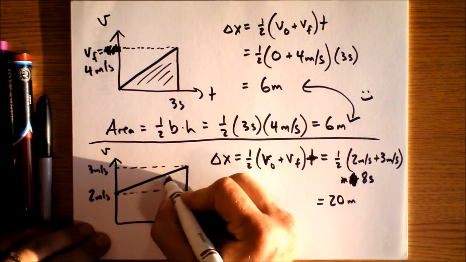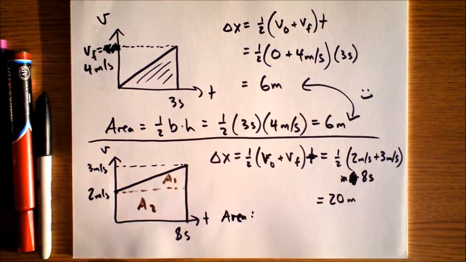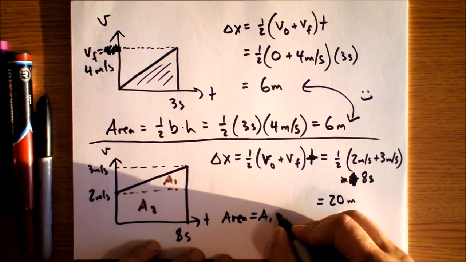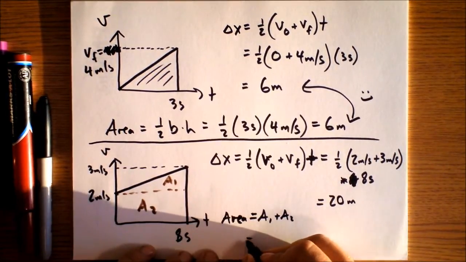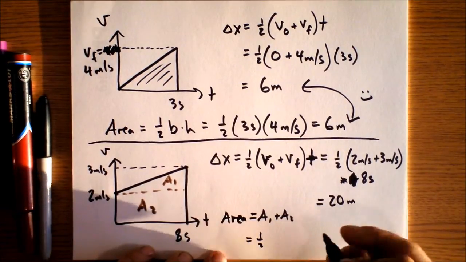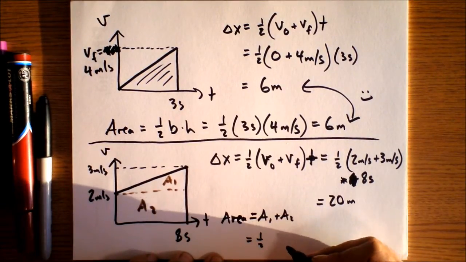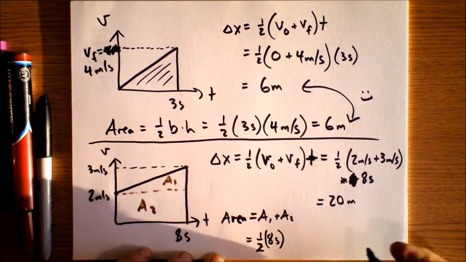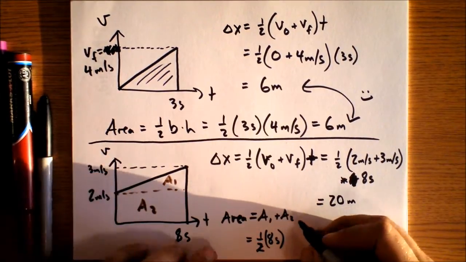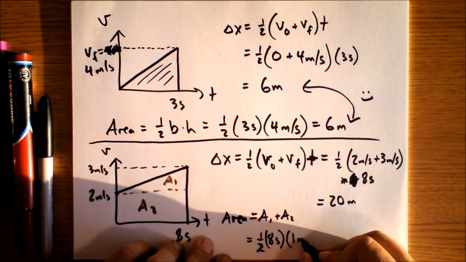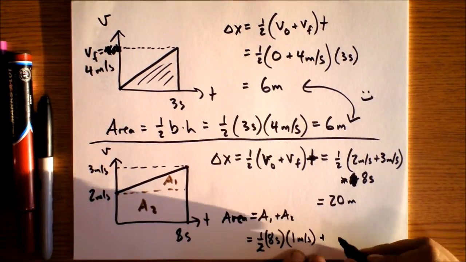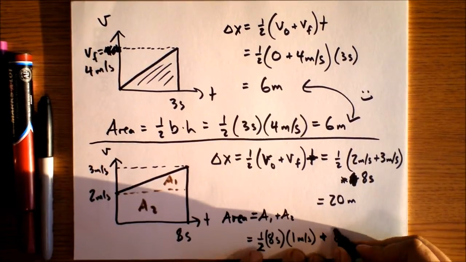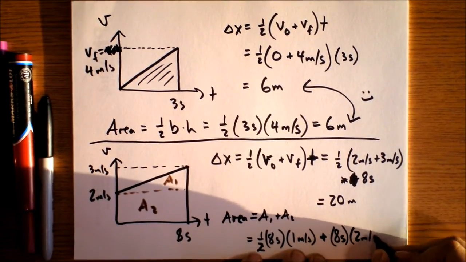We'll take the area here, we'll call that area 1, and this guy will be area 2. So area equals area 1 plus area 2, and area 1 will be 1/2 the base, and on both of these, the base is going to be 8 seconds. So I'm going to do 1/2 the base times the height. In area 1, the height is just 1 meter per second, and then we have to add to that the area in 2, which is base times height, which will be 8 seconds times 2 meters per second.